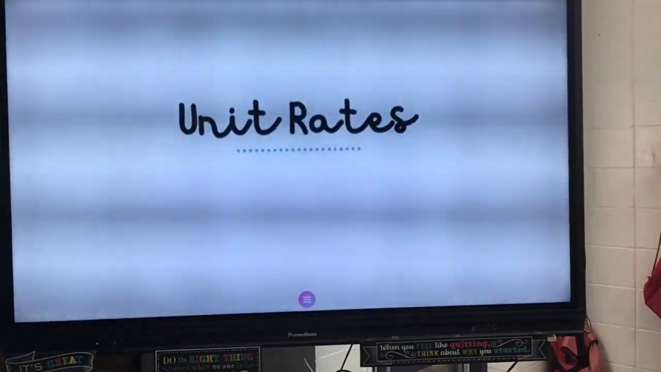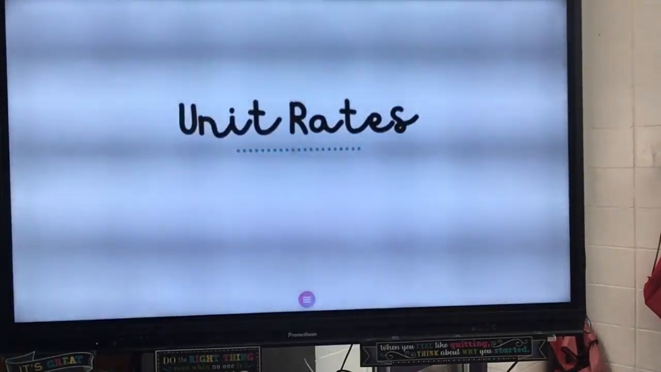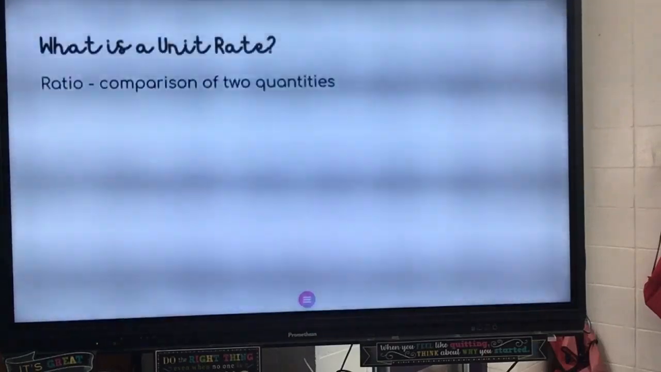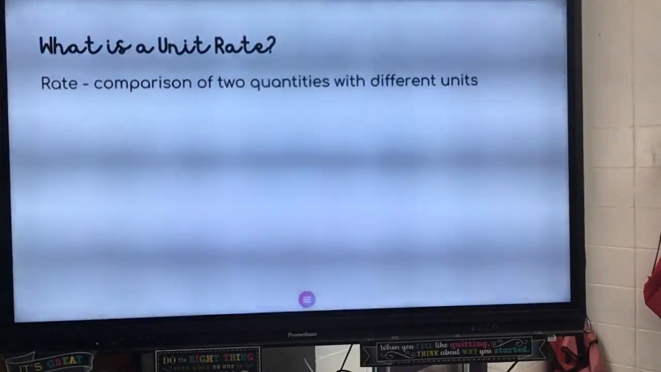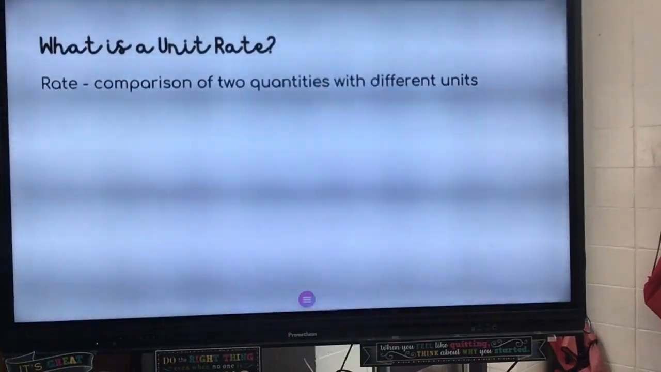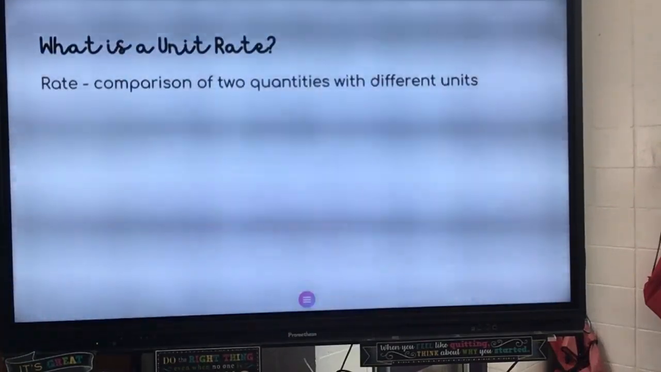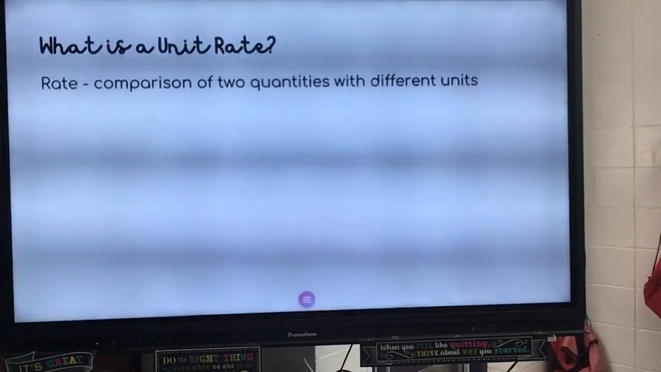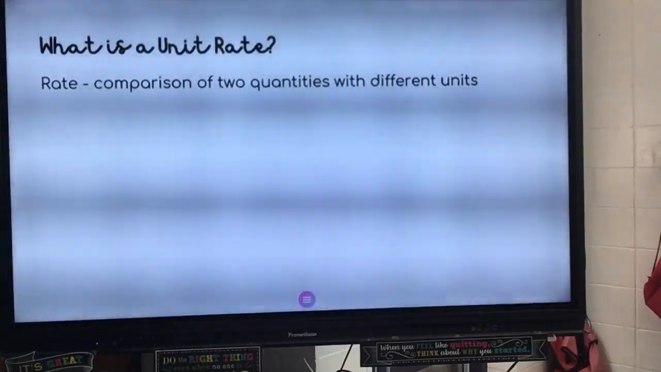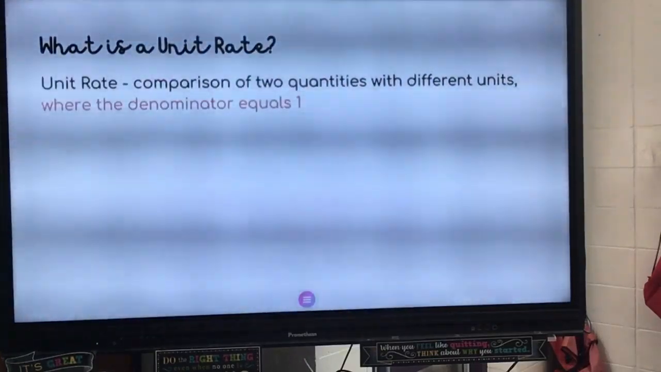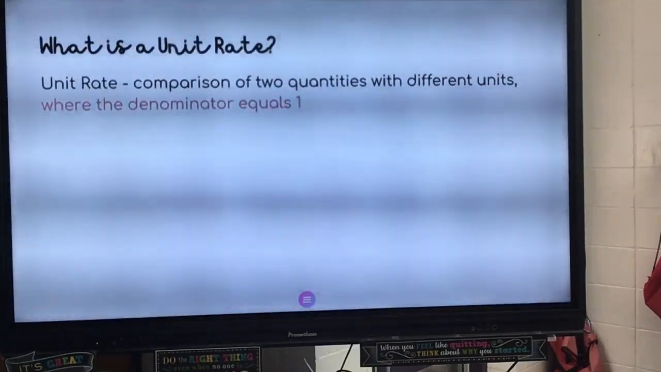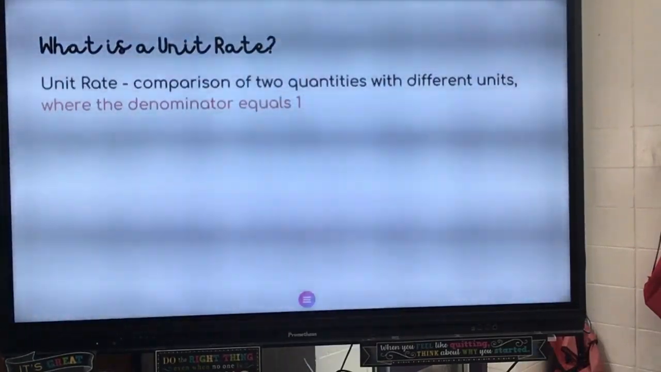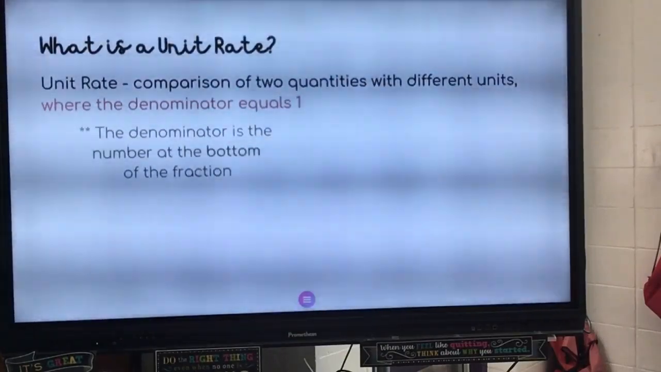I mentioned earlier we're also going to talk about unit rates. As a reminder, a ratio is a comparison of two quantities. A rate is a specific type of ratio, and it's also a comparison of two quantities, but with different units. And now a unit rate is a specific type of rate. It's also a comparison of two quantities with different units, but for a unit rate, its denominator equals 1.